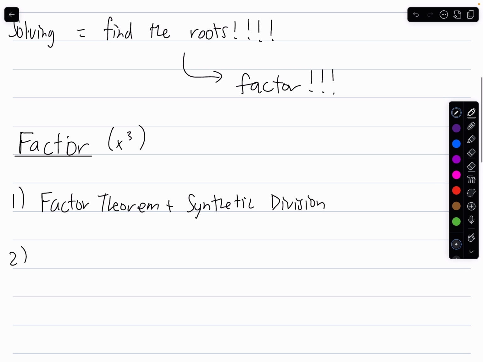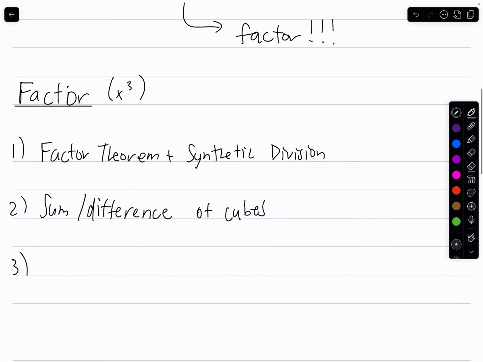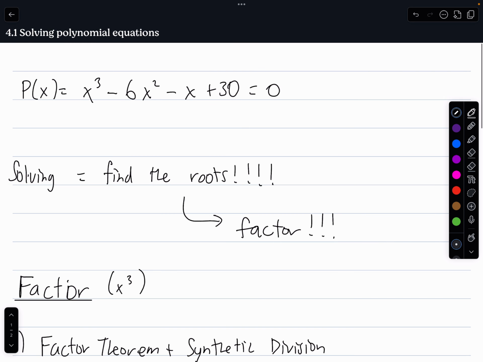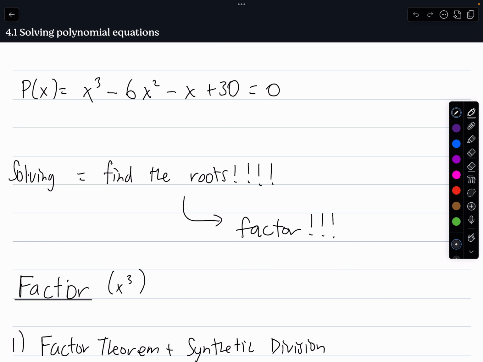The other way we can factor is to use sum or difference of cubes. So this is what we did in lesson 3.7. And the third way we can do it is factor by grouping. These are all different ways we can solve for these cubic functions. Cubic functions, because the polynomial starts with x cubed.